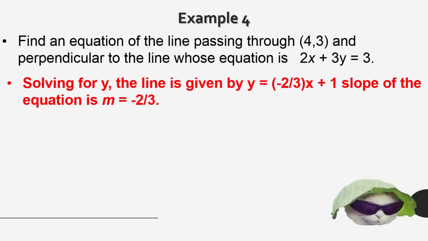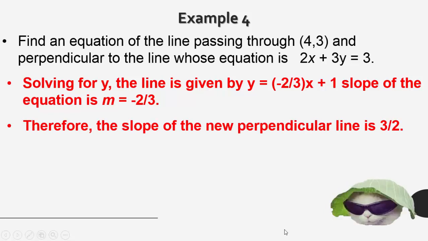Solving for y, the line is given by y is equal to negative 2 over 3x plus 1. The slope of the equation is m is equal to negative 2 over 3. Therefore, the slope of the new perpendicular line is the negative reciprocal, meaning that we flip the original slope over, and we change the sign. So that means the slope of the perpendicular line is positive 3 over 2.